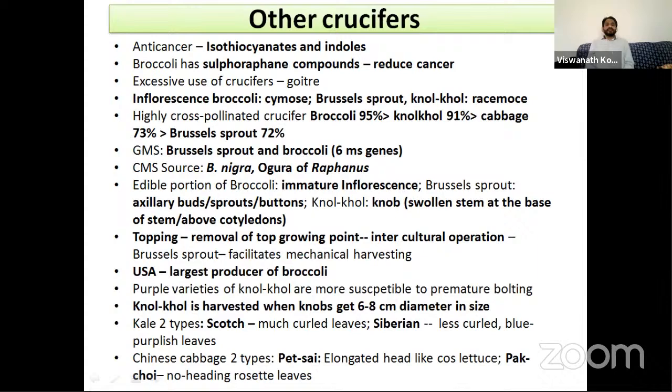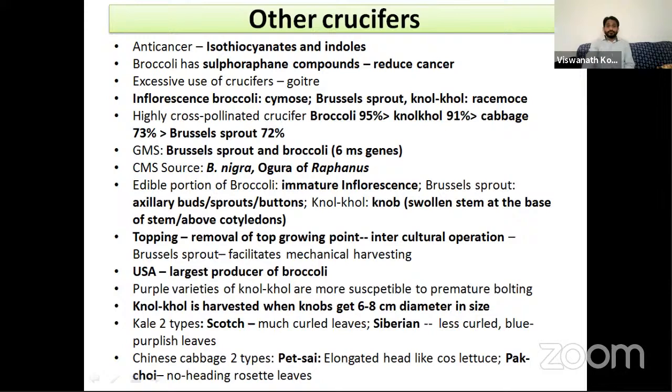And kale. There are two types of kale: Scotch kale with much curled leaves, and Siberian kale with less curled, bluish purplish leaves. Chinese cabbage is also of two types. Pe-tsai has an elongated head like cos lettuce, and Pak Choi has no heading, with rosette leaves. You see the botanical names are different for Pe-tsai and Pak Choi.